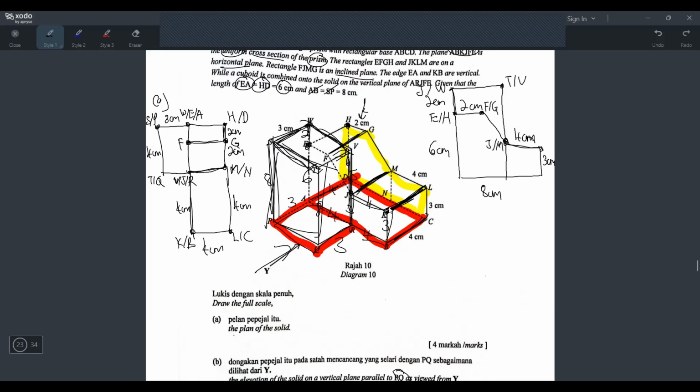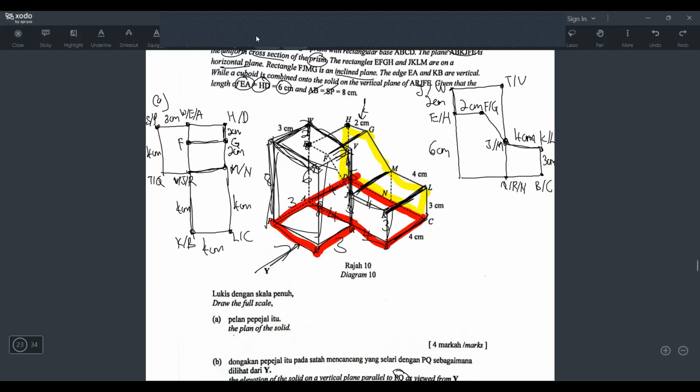And then this one will be KL. And then this one is BC. BC. And this one is QR. Is there a point here? I think there is a point here. So QRN. So the 8 cm line I have to erase.